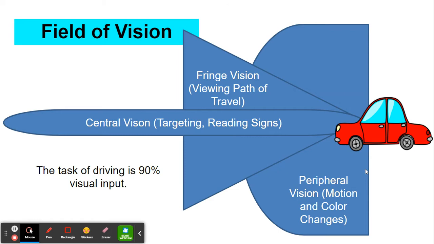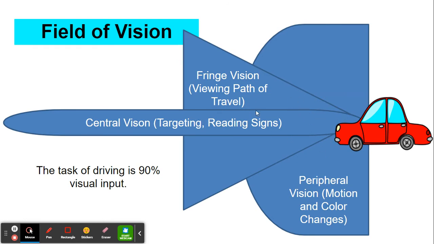Then we have something called fringe vision, which is if you move your hands a little bit closer and you see your fingers wiggling, but you don't have to move your eyes at all. You see all 5 of them, but they're not really in sharp focus. That is our fringe vision. So you can see that is a narrower angle, maybe 45 degrees on either side.